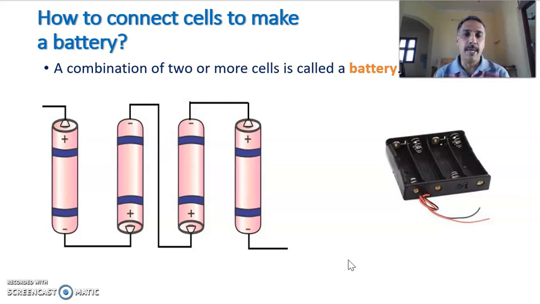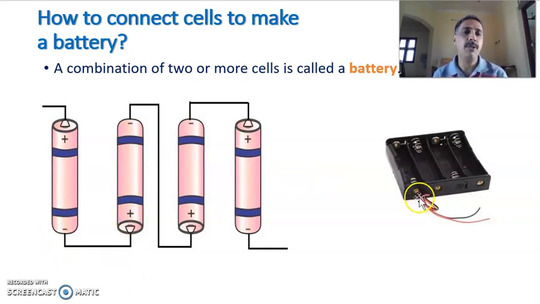And to form a battery, we have to connect two or more cells. How is this connection made? The negative terminal of the first cell is connected to the positive terminal of the second cell, and the negative terminal of the second cell is connected to the positive terminal of the third cell, and similarly the negative terminal of the third cell is connected to the positive terminal of the fourth cell. Right? The negative terminal is connected to the positive terminal of the adjacent cell. So we can form a battery.